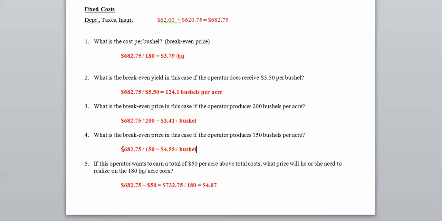Number 4, what's the break-even price in this case if the operator produces 150 bushels per acre? So we have a short yield. Same cost, less yield. Well, what happens is the price obviously goes up. Cost per bushel goes up. Our overall cost per acre is the same, but yet we're producing less bushels, so my cost per bushel goes up.